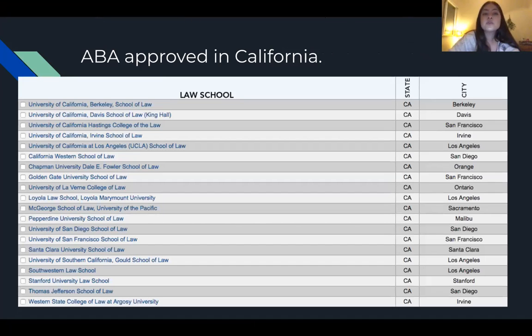ABA approved schools in California are Berkeley, Davis, UC Hastings, Irvine, UCLA, California Western, Chapman, Golden Gate, La Verne, Loyola, University of the Pacific, Pepperdine, San Diego, San Francisco, Santa Clara, USC, Southwestern, Stanford, Thomas Jefferson, and Western State. These are all pretty competitive schools. I'm not going to lie, you don't have a lot of options in California, but these are your ABA approved schools. There are also other schools, but those are not ABA approved.